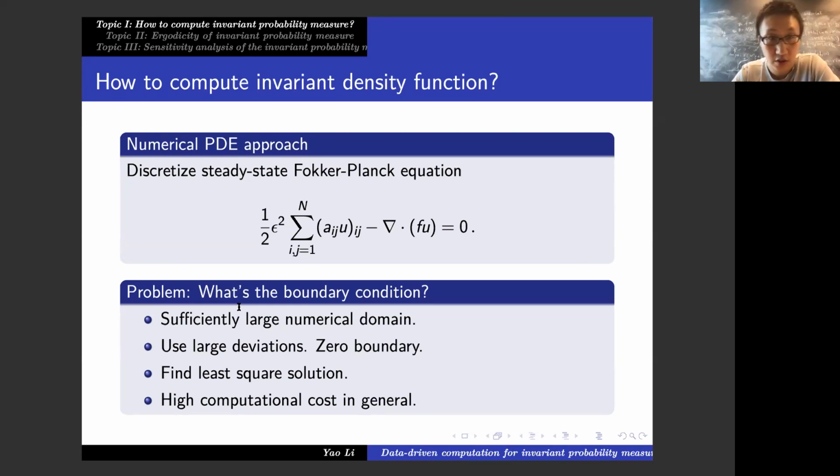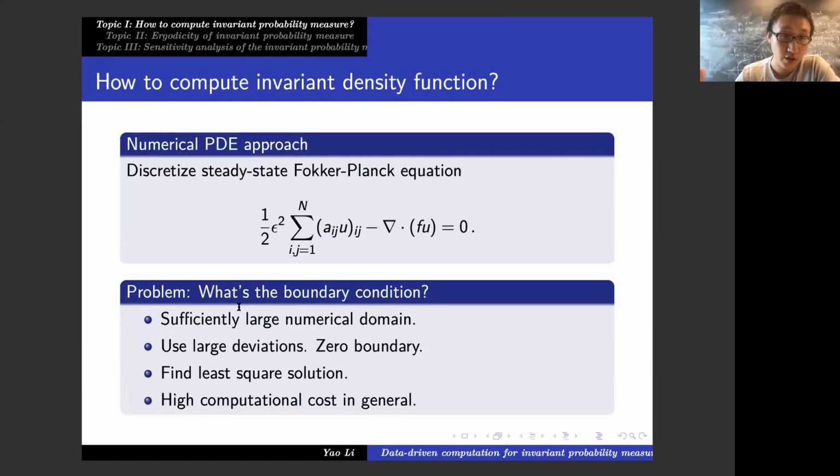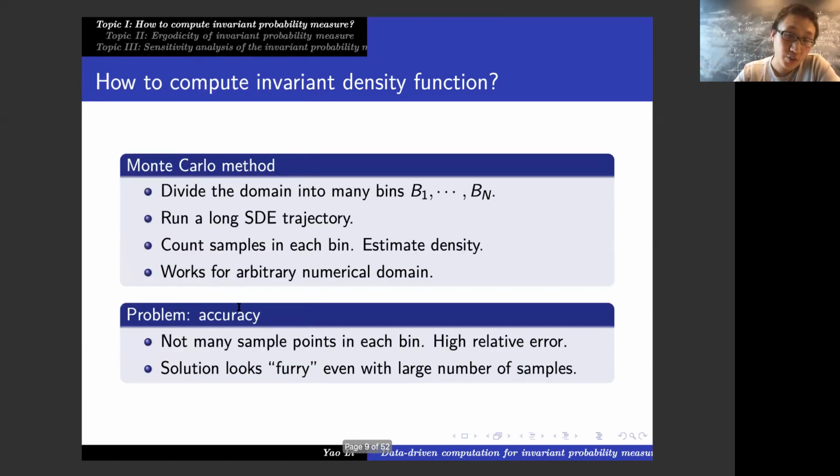In general, the computational cost is unnecessarily high because you have to make the domain really big to assume that the boundary has 0 density. But that's the foundation of every new approach. The other approach is, well, let's just forget about accuracy and do Monte Carlo. We divide the domain into lots of small bins, and then we run a very long trajectory of this SDE.